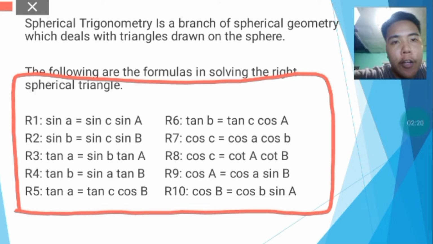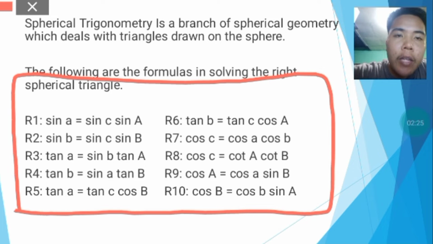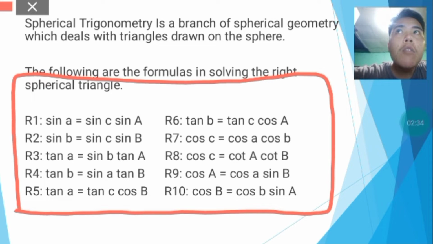Just like in R2, if we're going to find the small letter b, and the given is the small c and the big letter B. It's all about what the given are in the question. For example, you have the given of small letter c and the big letter A, then to find B you're going to use R6. Then just like in R7, R8, R9, and R10, it's all about the given.